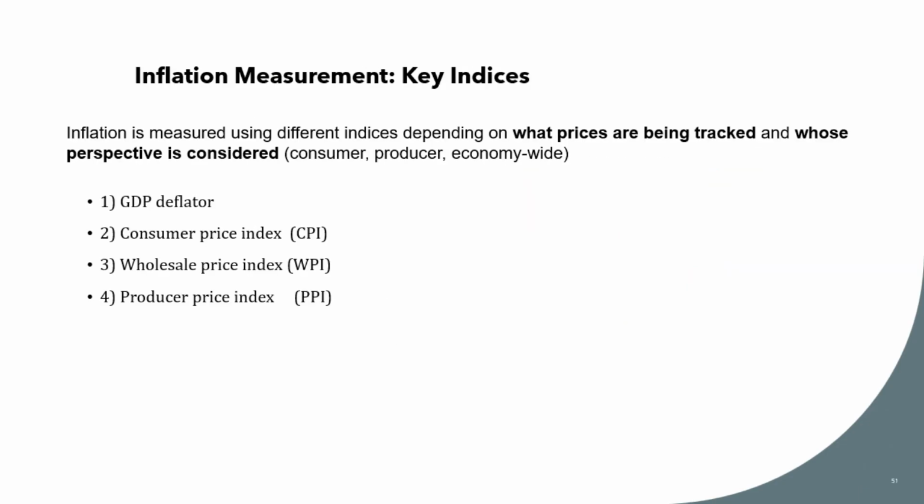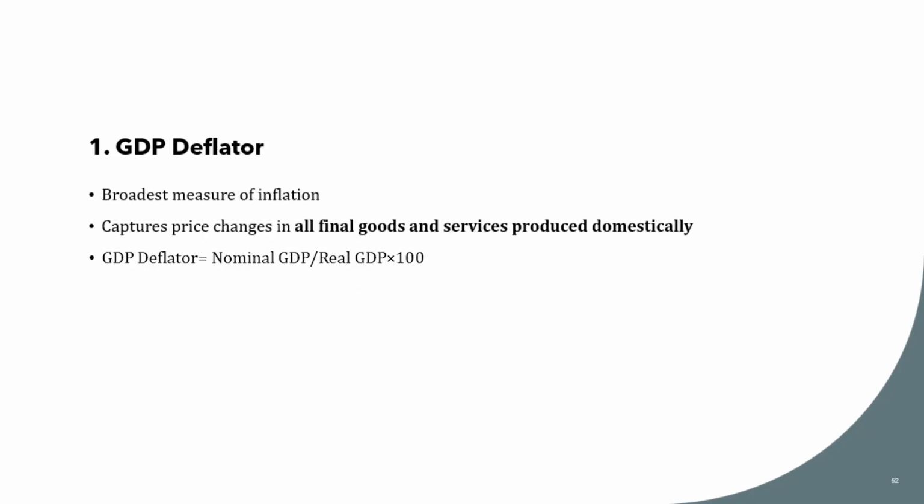Let's now move to how inflation has been measured. There are four key indices that have been widely used. Inflation is measured using different indices depending on what prices are being tracked and whose perspective is considered, whether it's the consumer, the producer, or the economy as a whole. Here we use four major indices: the GDP deflator, the consumer price index, the wholesale price index, and the producer price index. Let's move on one by one.